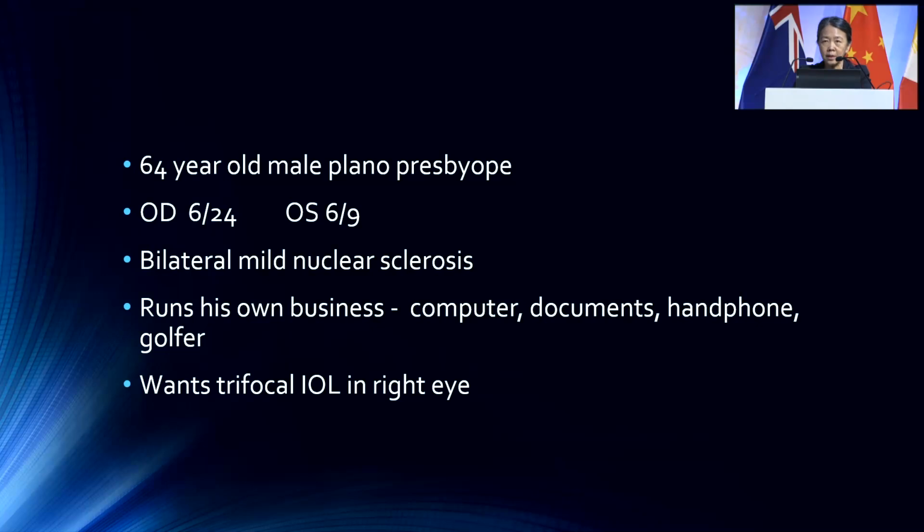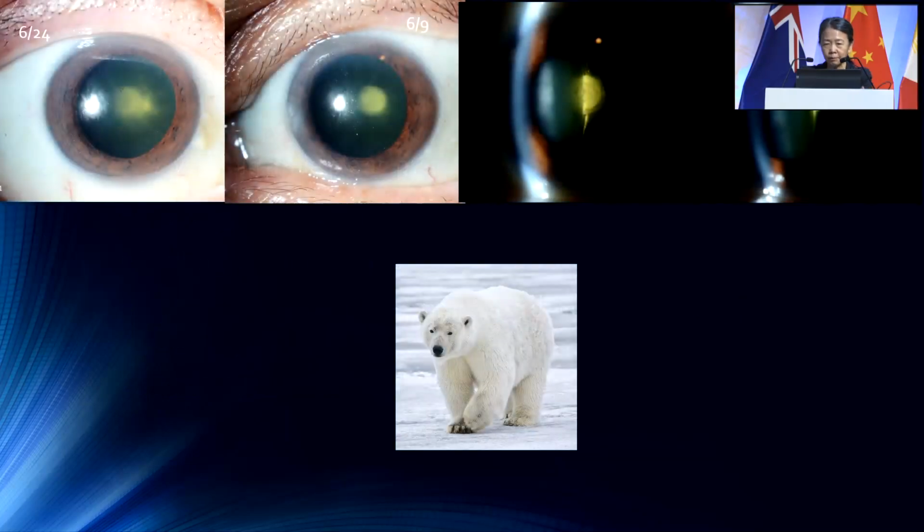Now, I'm going to start with a case which is a little controversial, right? It's a 64-year-old male who's a plano presbyope with cataract in both eyes, but worse in one than the other. And looking at how he runs his daily activities, he really wants to have a trifocal lens in that right eye. So let's have a look at the clinical examination.